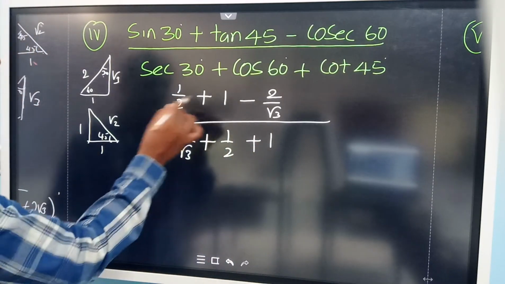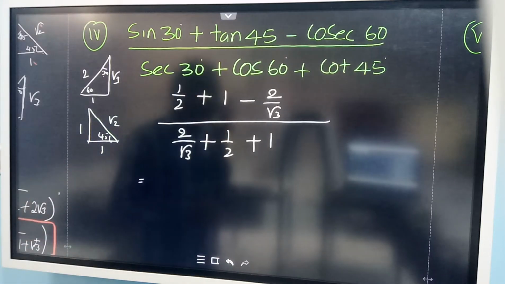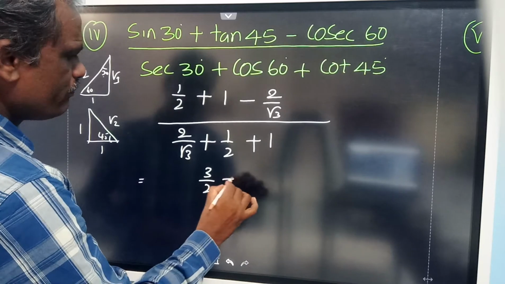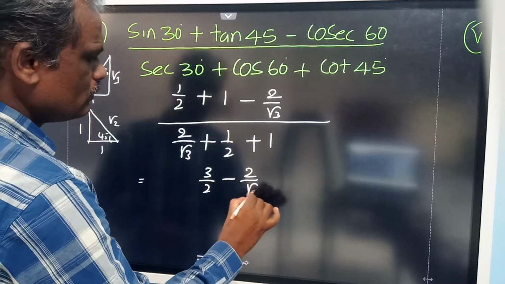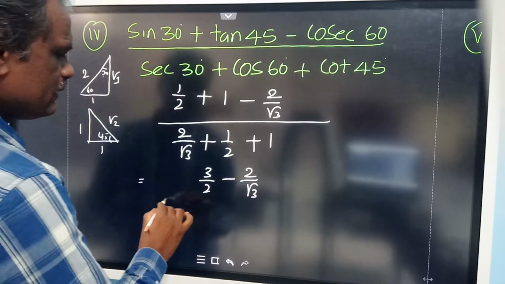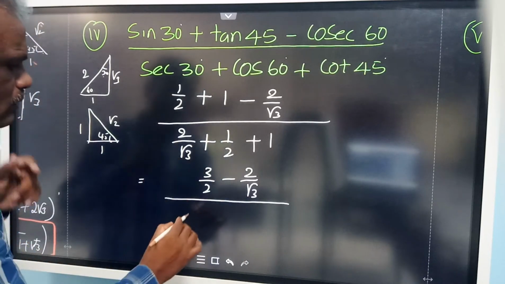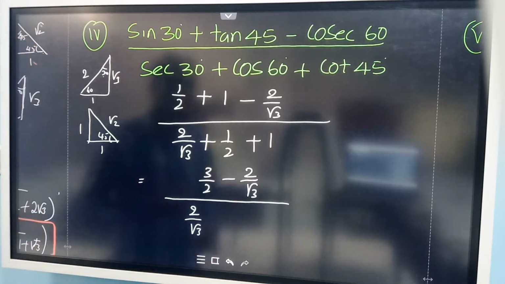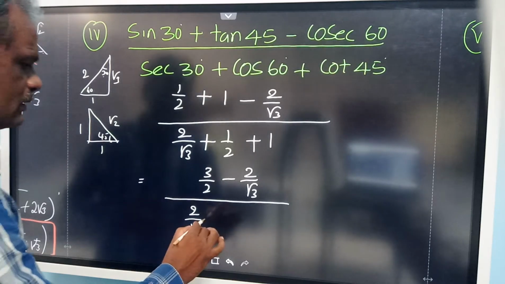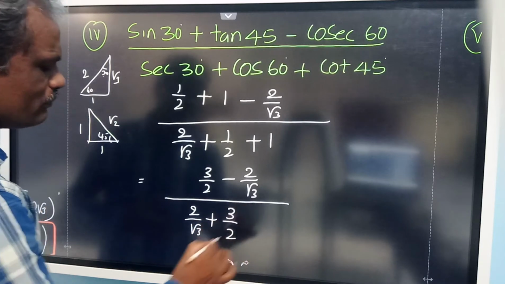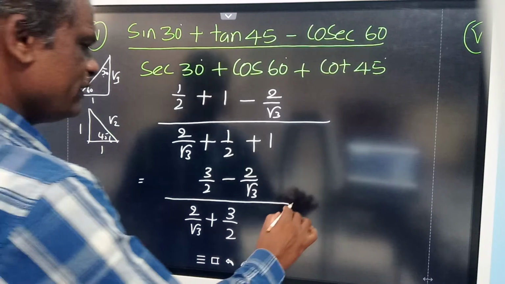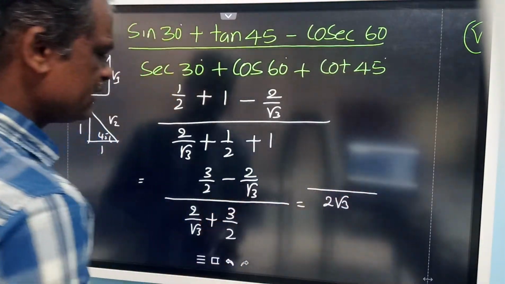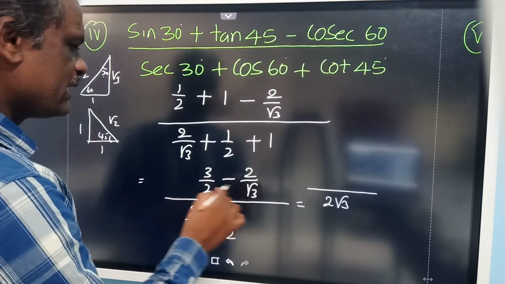So let us simplify. Half plus 1, 1 and half, it is 3 by 2. 3 by 2 minus 2 divided by root 3. Then entire thing divided by 2 by root 3, you can keep as it is. Again here 1 plus half, 1 and half, it is nothing but 3 by 2. So we simplify here, 2 root 3 is LCM. So 2 and 2 cancel.